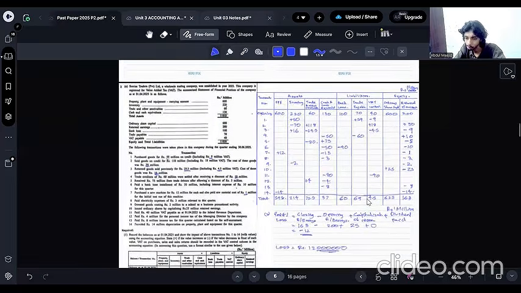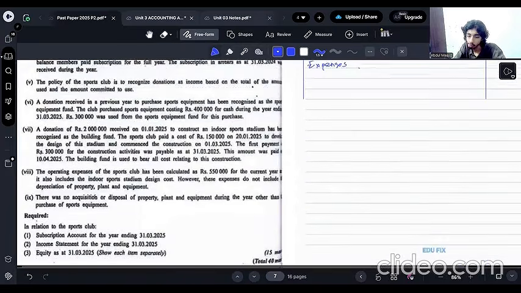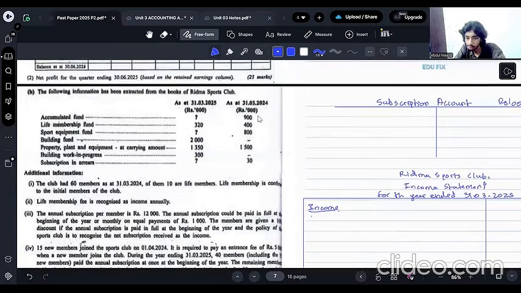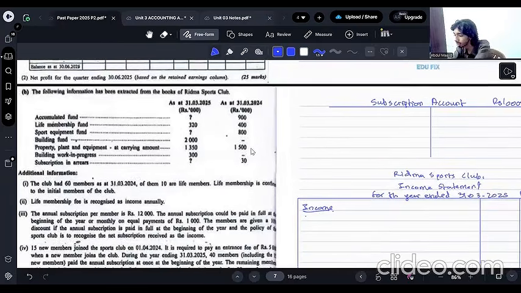Alright. Then next, moving on to the NPO question. The requirements are to prepare the subscription account, prepare the income statement, and to find the total equity for the year. So then, starting off, they have given some opening balances. Now we have to first of all calculate the subscription account. Now here you have opening arrears. Only the opening arrears is given, BBF 30,000. The club has 60 members as of 31st March 2024. Of them, 10 are life members. Then only 50 ordinary members, right?